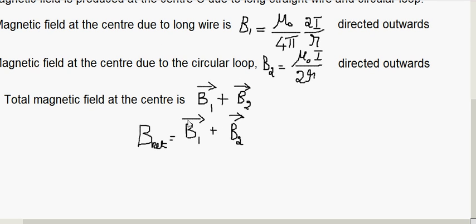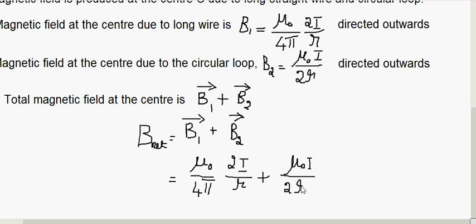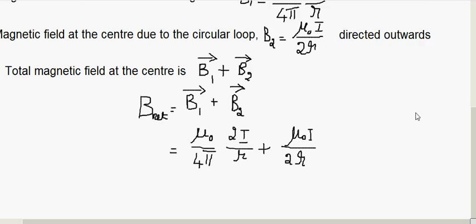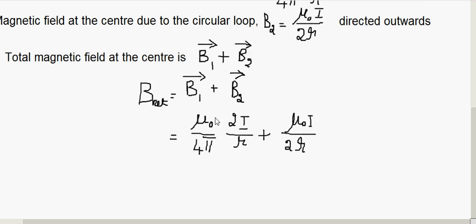We get mu naught by 4 pi into 2I by r plus mu naught into I divided by 2r. Now try to simplify this. Here we have mu naught as common. Multiply and divide the second term by 2 pi, so that we can take mu naught by 4 pi outside. I'll do that now.